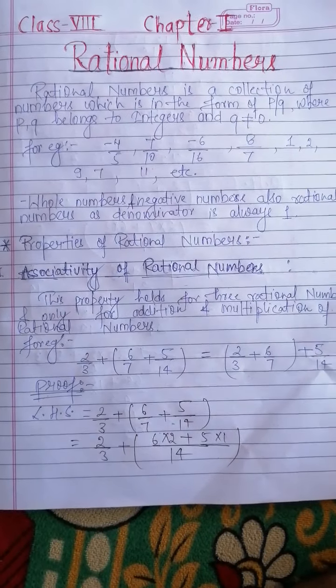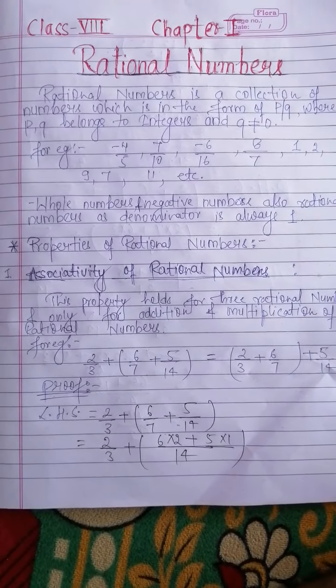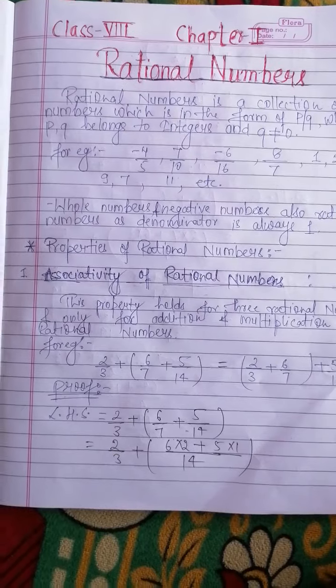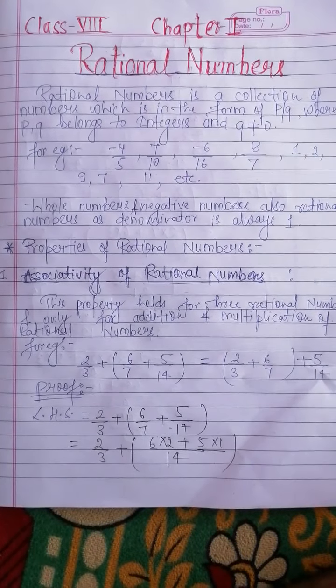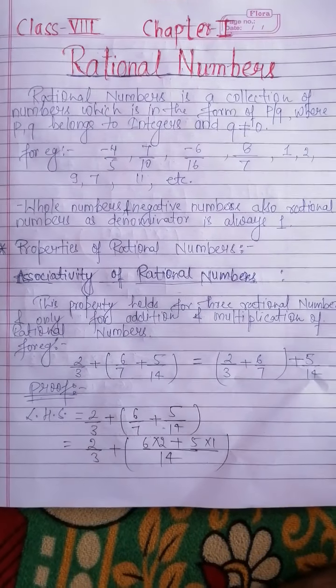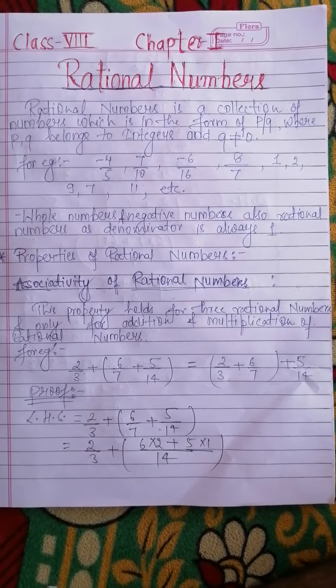Hello everyone. Today we are going to start the first chapter of class 8 named rational numbers. As we all know, there are various types of numbers that we have studied till class 7, like whole numbers, integers, negative numbers, positive numbers, natural numbers. So there is a special type of number which is called a rational number.